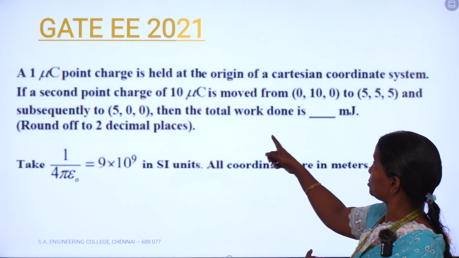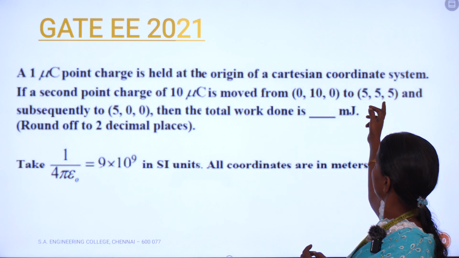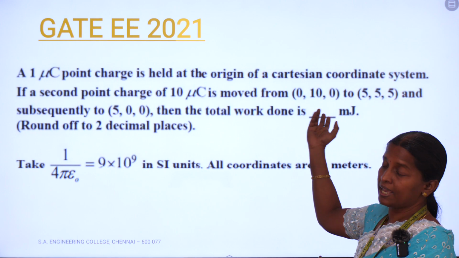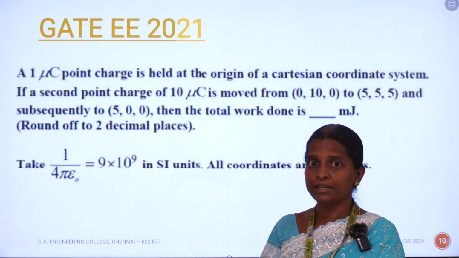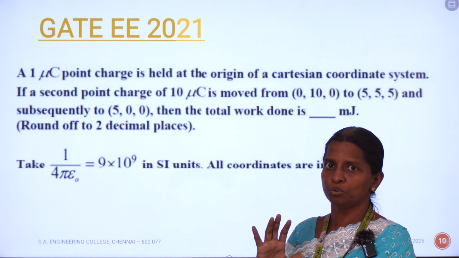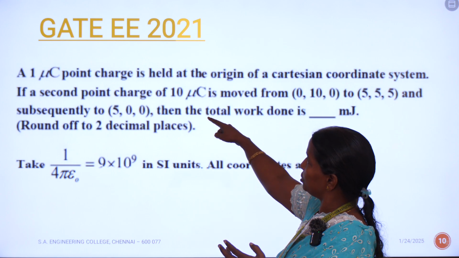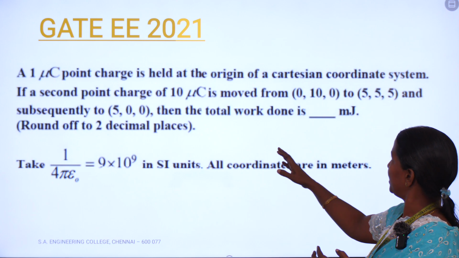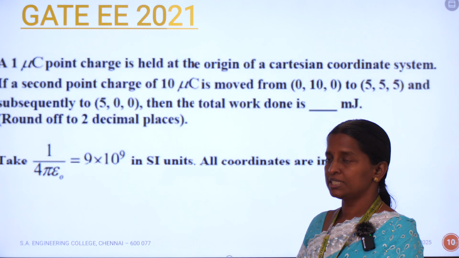Subsequently, the second point is 5, 5, that is x equal to 5, y equal to 5, z is equal to 5. After that only it will go to 5, 0, 0. That is, that 10 microcoulomb is moved from 0, 10, 0 to 5, 0, 0 via the 5, 5. Okay. So this is the question they are asking.